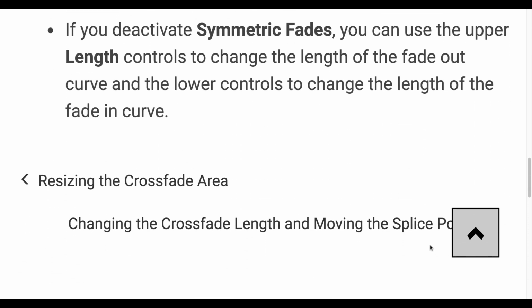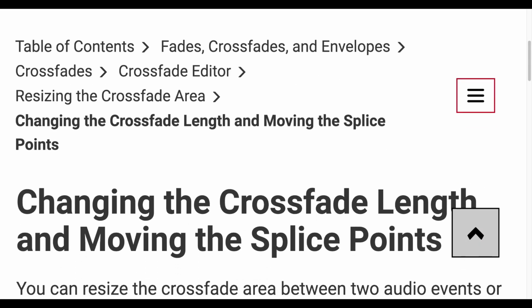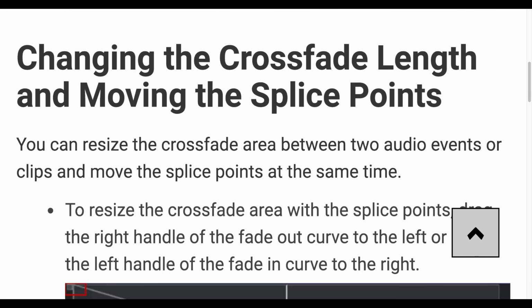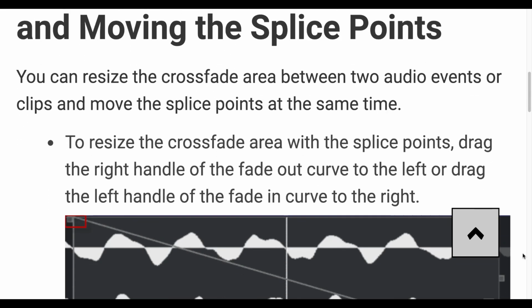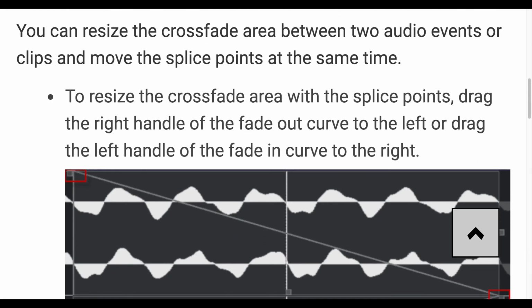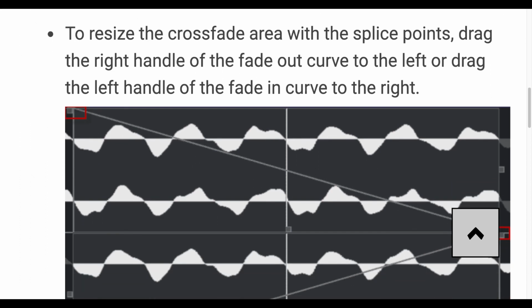Resizing the crossfade area. Changing the crossfade length and moving the splice points. You can resize the crossfade area between two audio events or clips and move the splice points at the same time. To resize the crossfade area with the splice points, drag the right handle of the fade out curve to the left or drag the left handle of the fade in curve to the right.